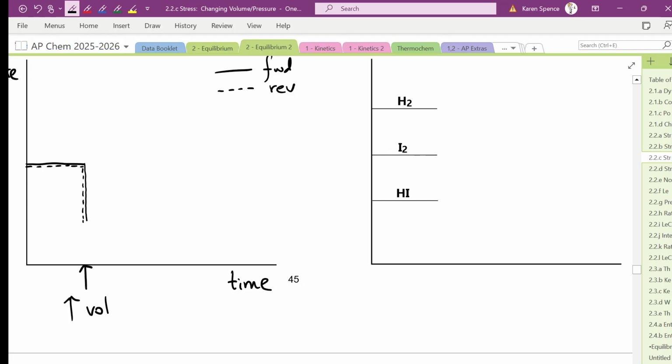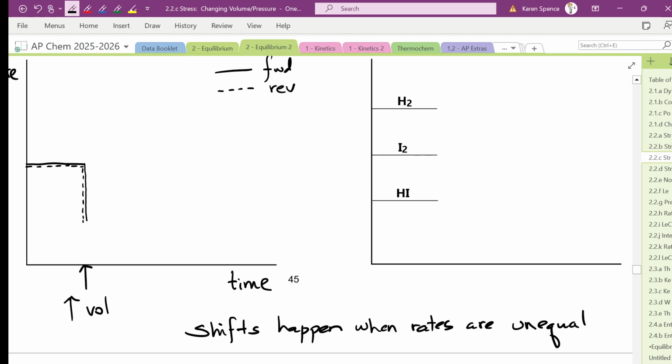Now remember, shifting happens because rates are unequal. Are our rates unequal? No. So they're just going to go straight across. Again, they just stay equal.